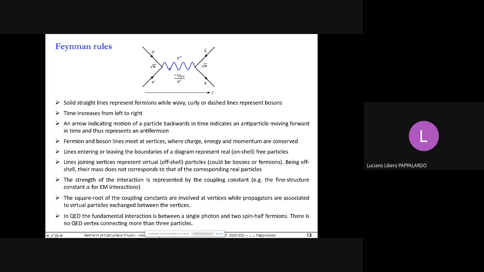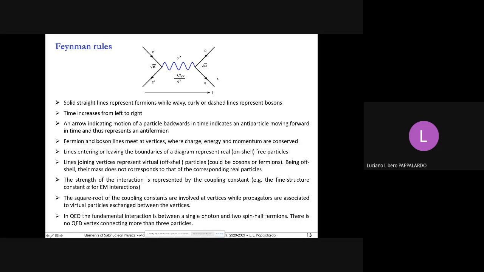In this case, we have a wavy line, which is for the photon, but you can also have dashed or curly lines, and these are used for the W and Z bosons, for instance, or for the gluons, etc. Now, by definition, time increases from left to right. So in this case, this is the initial state, and this is the final state.